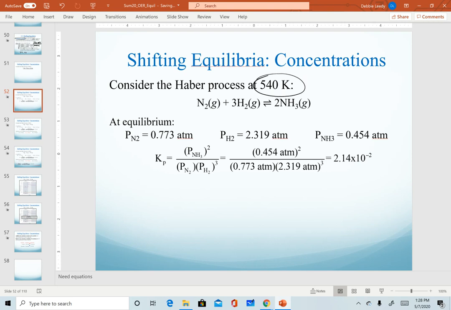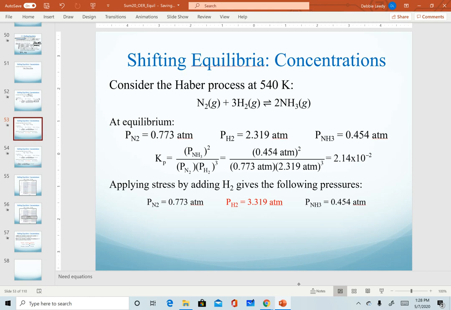At 540 Kelvin, we measure these pressures at equilibrium. Plugging those into our equilibrium expression, here are our values, and we get this equilibrium constant, again, at that temperature. Now, for this system, the stress that we're going to apply is that we're increasing our hydrogen concentration. Realize that we've increased it by 1 atmosphere. We started at 2.319. We're going to add more hydrogen into the system.